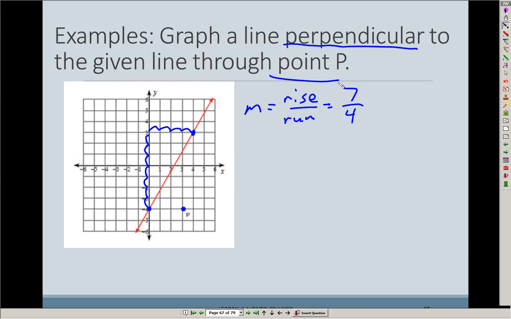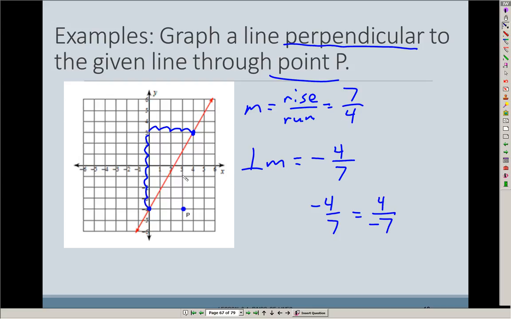The perpendicular slope is the negative reciprocal of that. So this is positive, so this will be negative. 7/4 becomes 4/7. So I can think of this as being -4 over +7 or +4 over -7. This point here, if I'm going to run 7, I can't run 7 to the right. So let's use the one with the negative run. So I'll use 4 over -7.